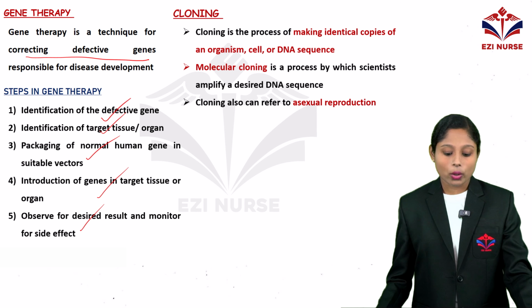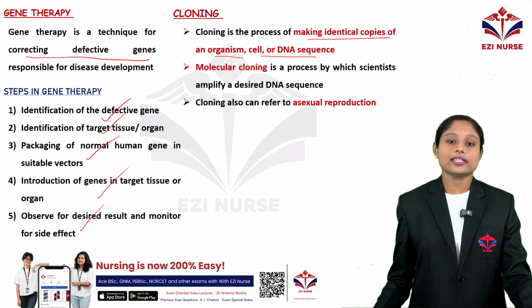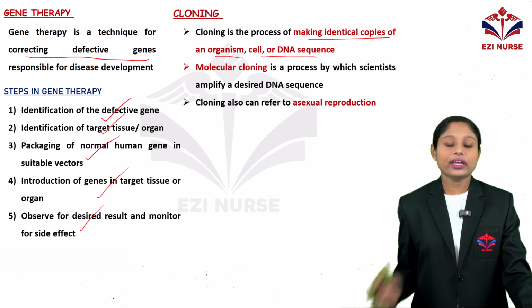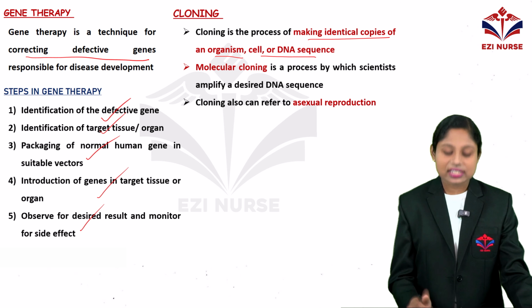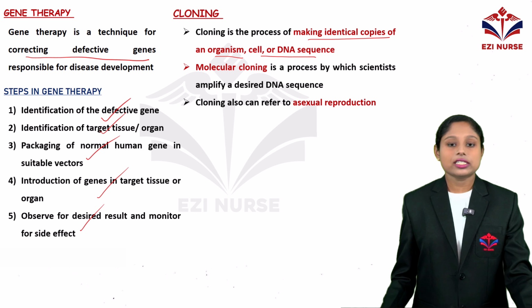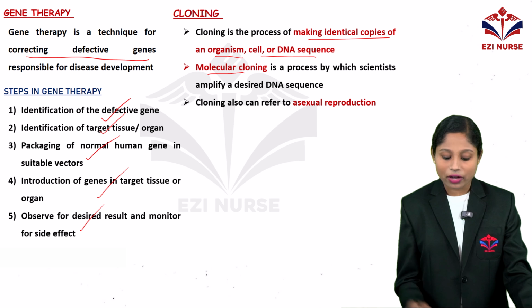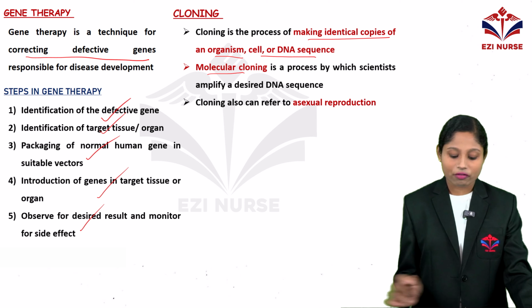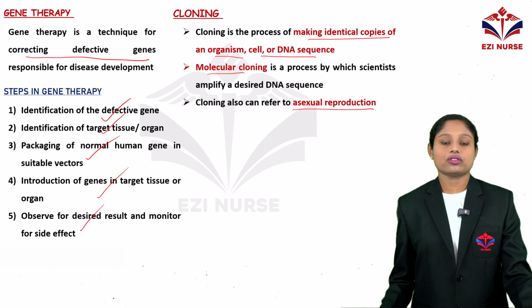Now we will see cloning. Cloning is the process of making identical copies of an organism, cell or DNA sequence. Like we are taking a copy, we are making exactly the same copies of an organism, cell or DNA sequence. Molecular cloning is a process by which scientists amplify a desired DNA sequence. If scientists want a desired sequence, they use molecular cloning. Cloning is also asexual reproduction, so it comes under the category of asexual reproduction.